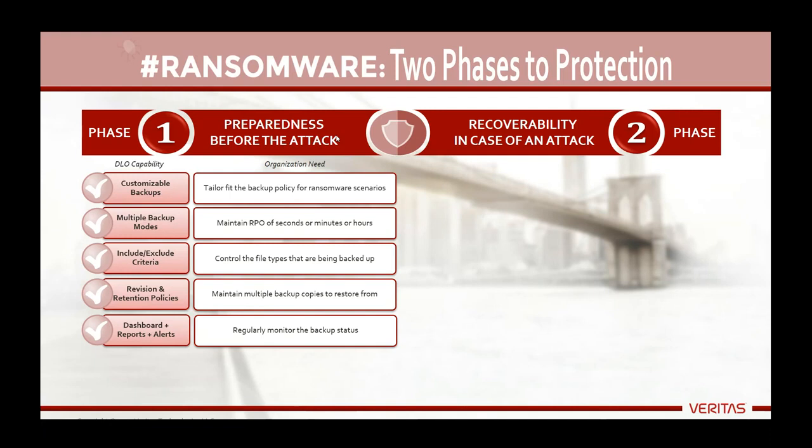Phase two. Now we are getting into phase two, recoverability in case of an attack. Organization need: empowering end users with restore privileges. Mainly we need to give the option to the end user itself, so if something goes wrong with their data, there is no need to come to the help desk every time.